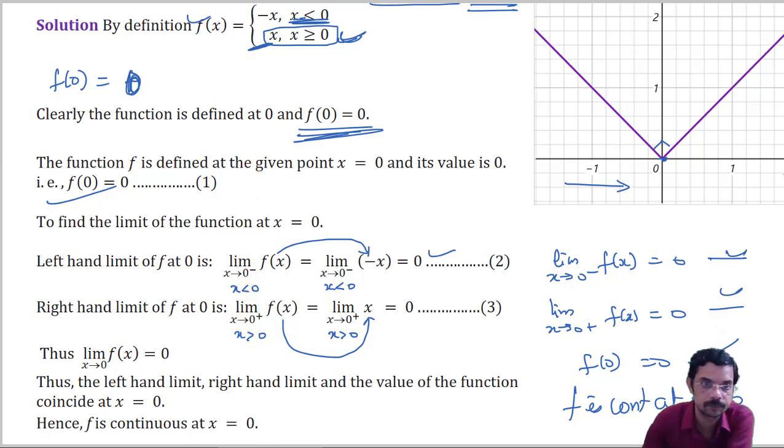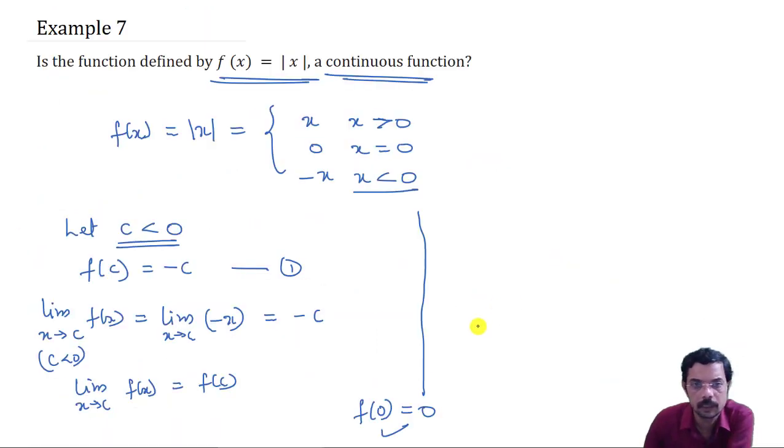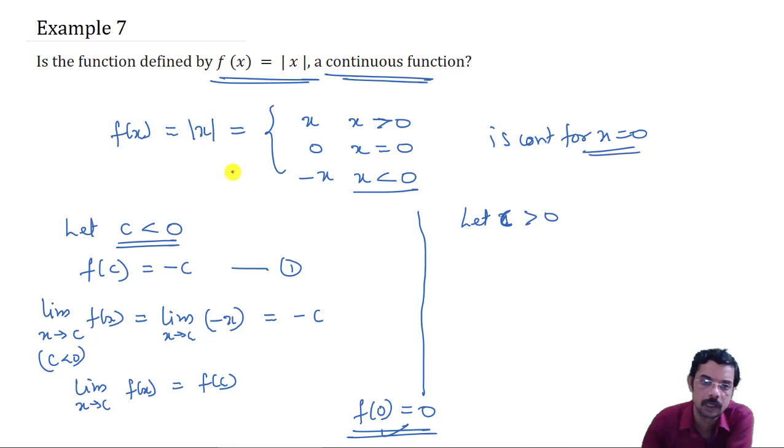So we will continue for the right hand side. Okay, so let c be positive. It is continuous at x equal to 0. Now it is continuous for x less than 0 also.